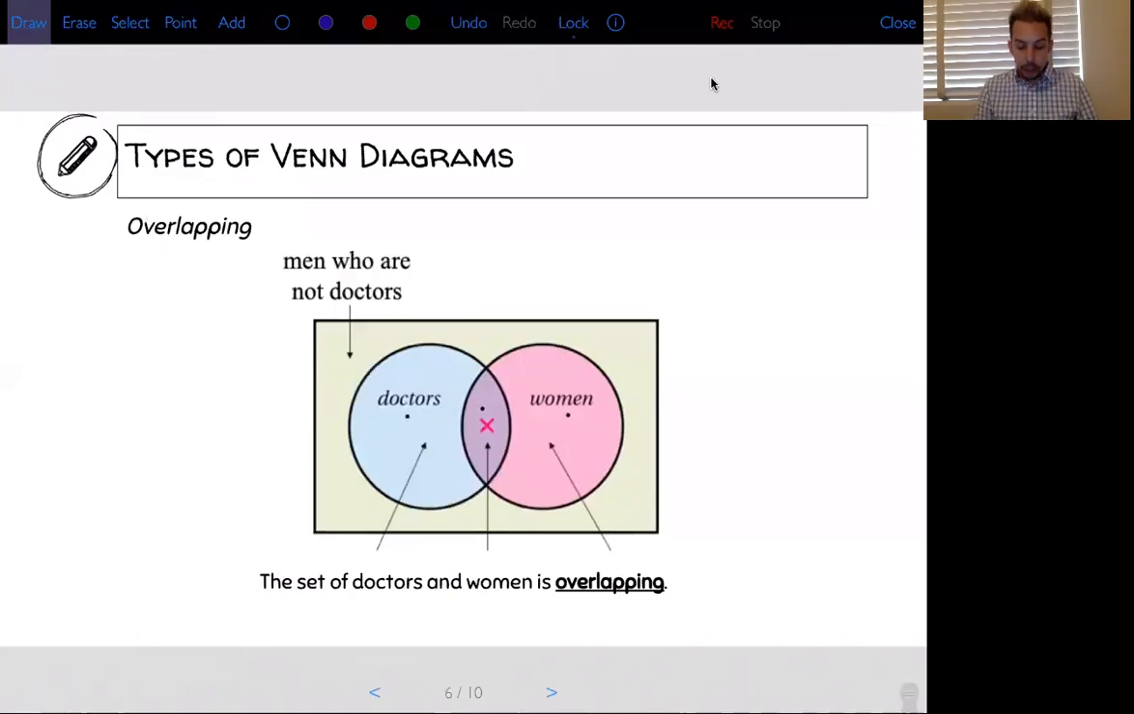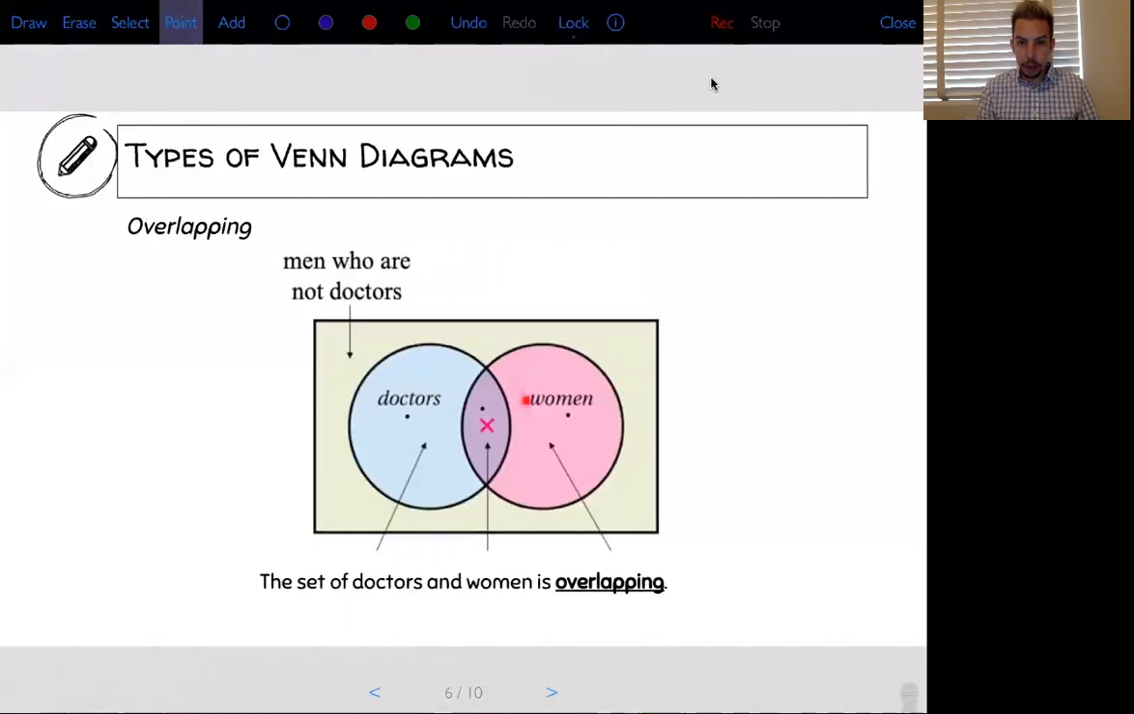So if you're on the outside here, let me get the pointer. So if you're on the outside here in this doctors region, you are represented as a doctor, but you are not inside of the women's circle. So this would be doctors who are men.